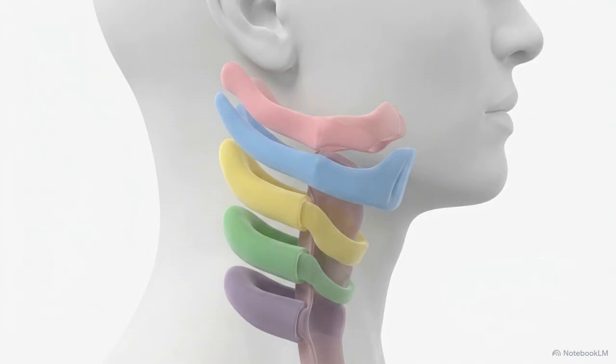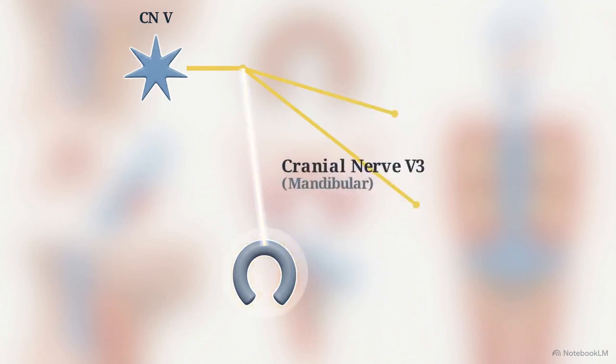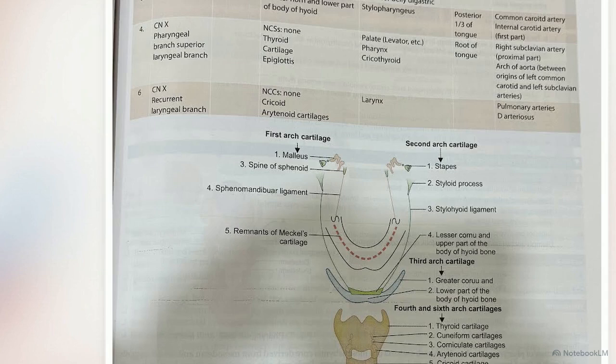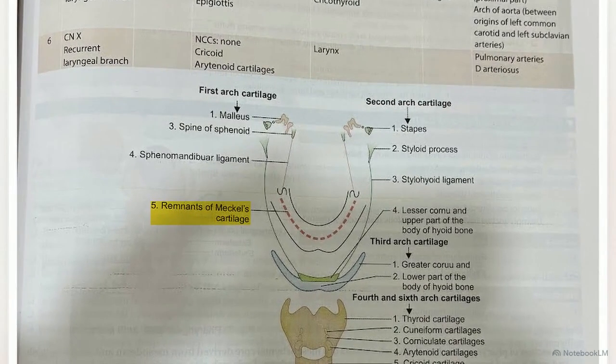We begin with the first pharyngeal arch, which divides into the maxillary and mandibular processes. Its designated nerve is the mandibular branch of the trigeminal nerve, or cranial nerve V3. Looking at this schematic of the pharyngeal arch cartilages, we can trace the skeletal derivatives of the first arch. Originating from quadrate and Meckel's cartilage, this arch forms the maxilla, the mandible, the incus, the malleus, the anterior ligament of the malleus, and the sphenomandibular ligament.